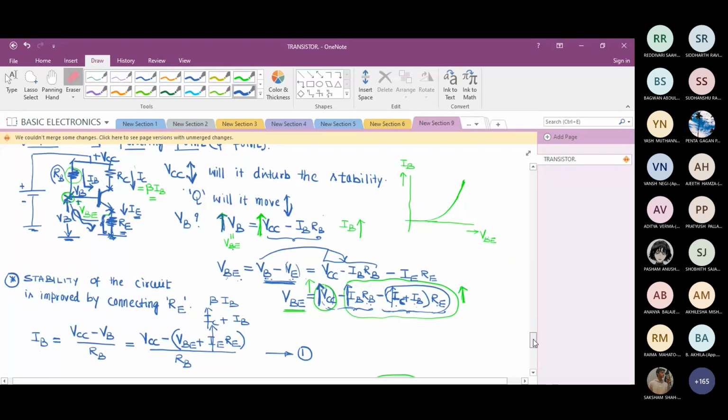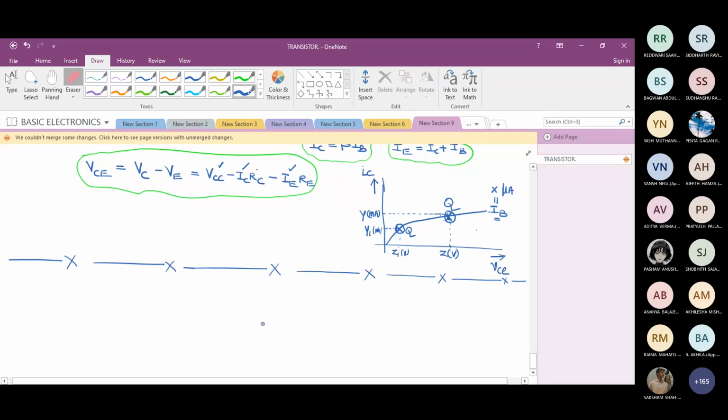So now, once we ensure the operating point is in active region, we are in a position to apply a signal to this. So this is our RB, RC, and RE.